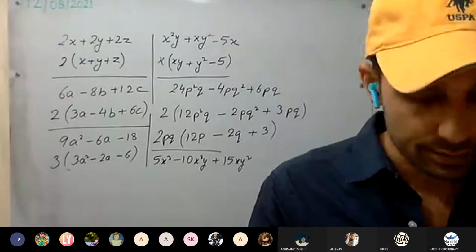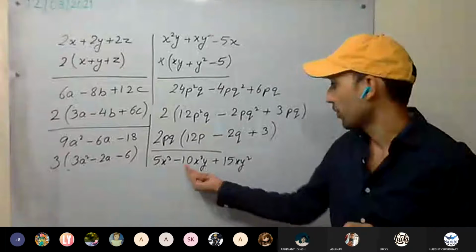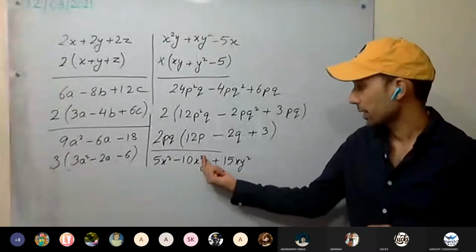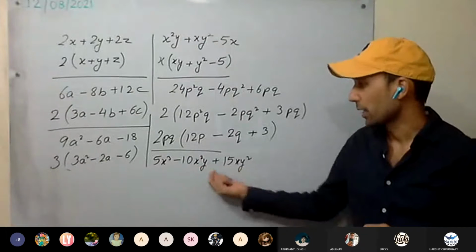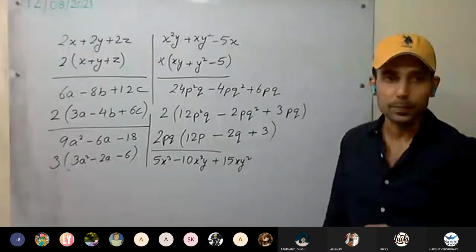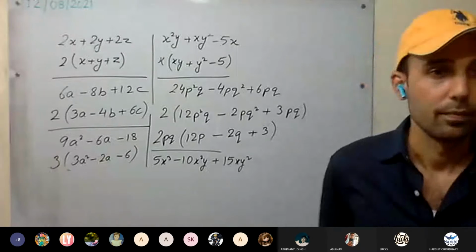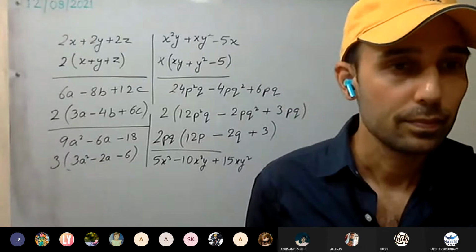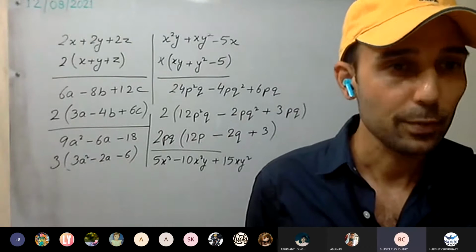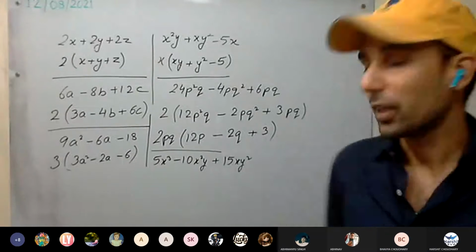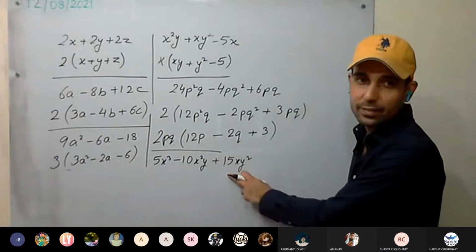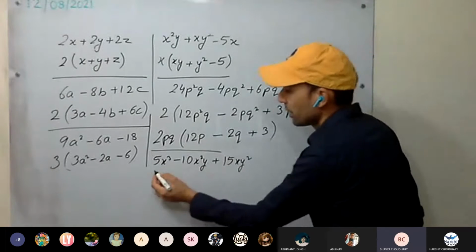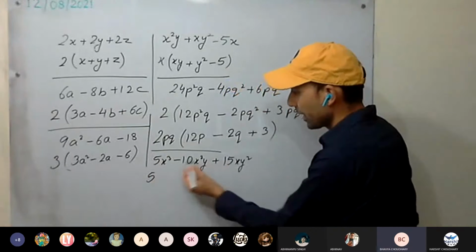Next one, Bhavya. 5x squared minus 10x squared y plus 15xy squared. So what is common? Okay, one is Bhavya, other is Bhavya Chaudhary. Bhavya Chaudhary, you replied. Replied, sir, 5x is common. 5 and x are common.